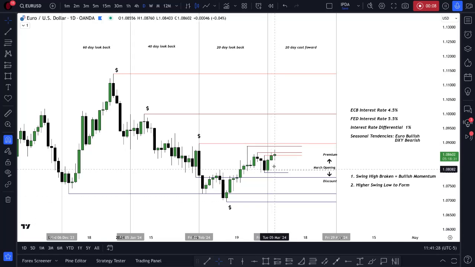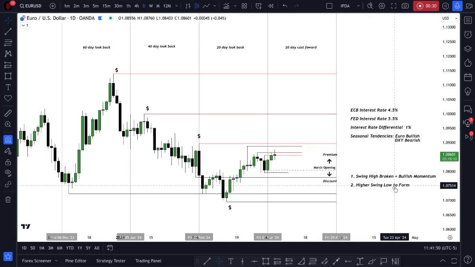As we can see here on Tuesday, price comes up and takes out the previous daily high. So price is still trending bullish. We've anticipated that from the beginning of the month, saying that the seasonal tendencies for Euro should be bullish for March and the DXY should be bearish. And we're seeing that already with a lot of correlated and inversely correlated pairs. So far, we are still waiting for a higher swing low.